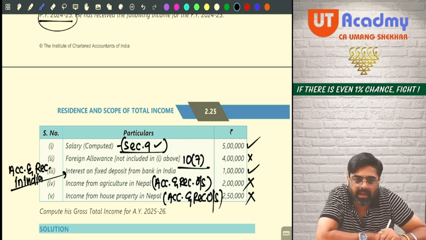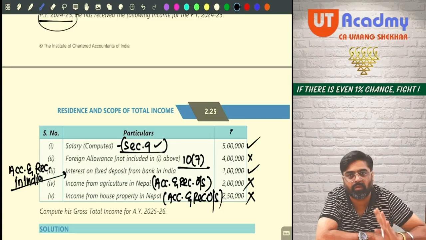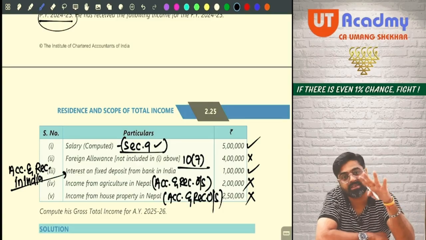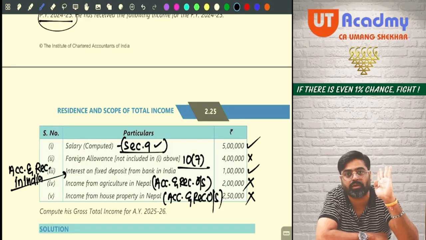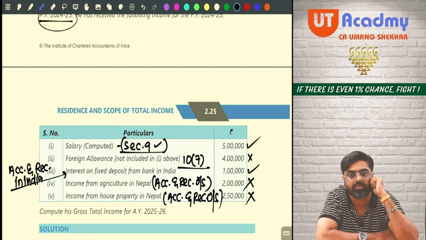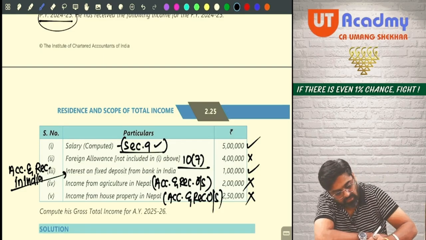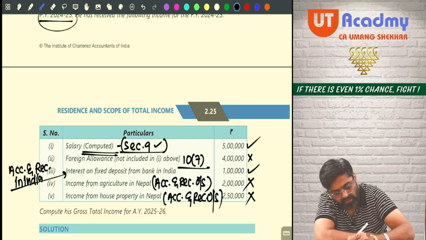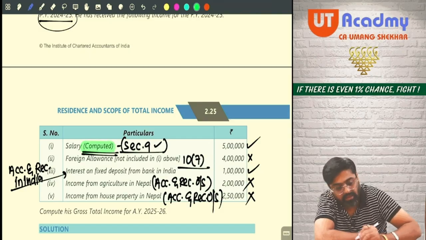Yes. Now tell me, out of all the incomes which David was earning in the previous year 24-25, based on his residential status of 24-25, which was non-resident, which incomes are taxable for him? Only two incomes, 5 lakhs and 1 lakh. Now can you see 5 lakhs? Besides that, computed, it is written computed. Yes or no?